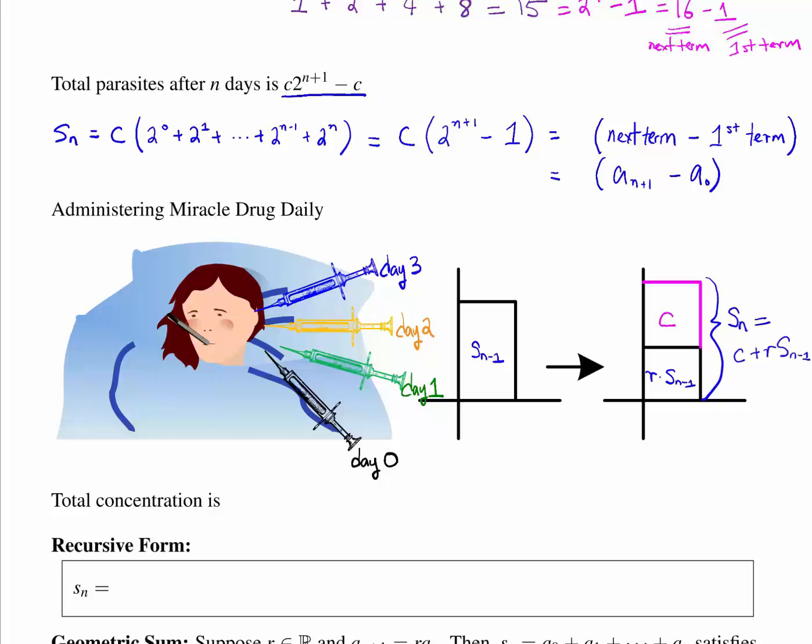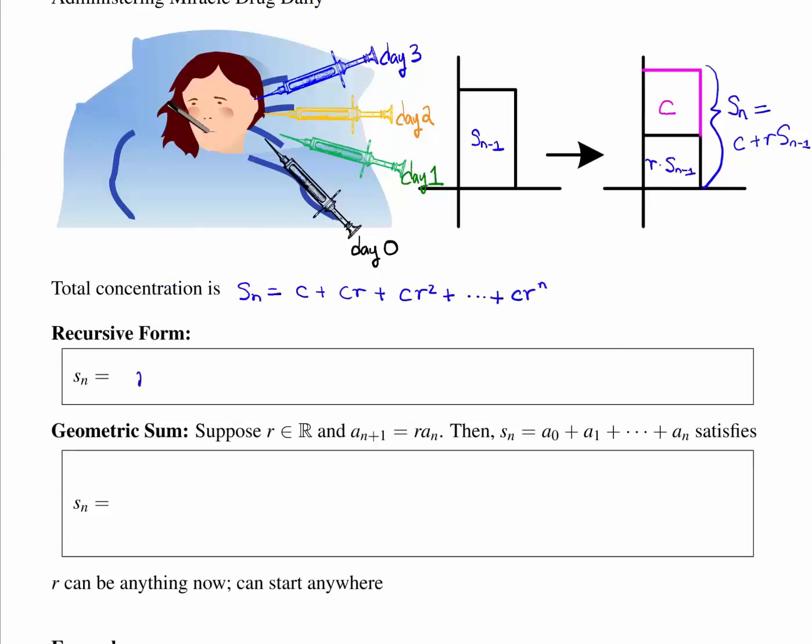And we can just go through the process we went through before with the parasites to find Sn, the total concentration in the body after n days, is C plus Cr plus Cr squared plus ... Cr to the n. The recursive form of this would be Sn is equal to R times Sn-1, subject to this ongoing dose, S0 is equal to C. This brings us to the general form for the geometric sum, which we just gave an example of for the parasites.